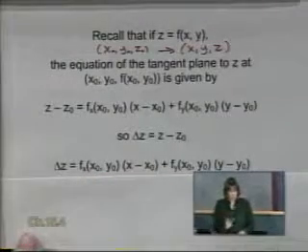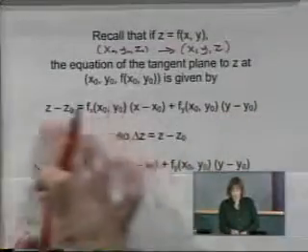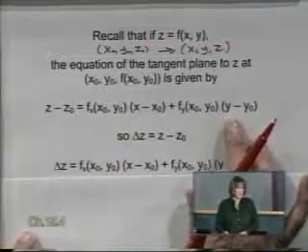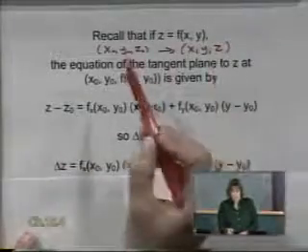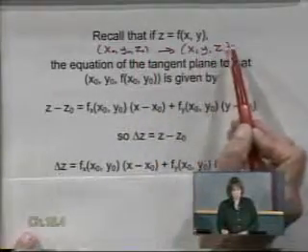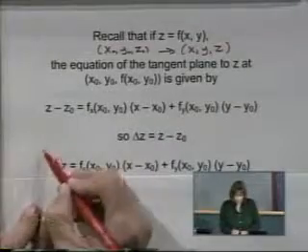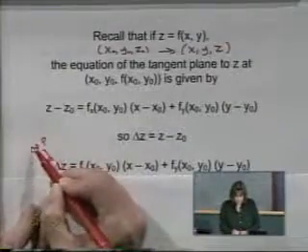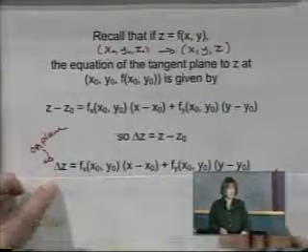All right, now notice, this delta z, this is the equation on the plane. So if I move on the plane from some point x naught, y naught, z naught to some other point x, y, z, we could compute exactly how much z changes on the plane using this equation right here.